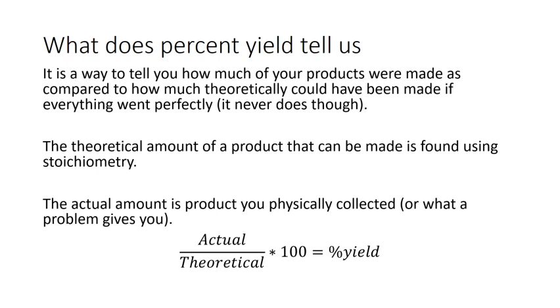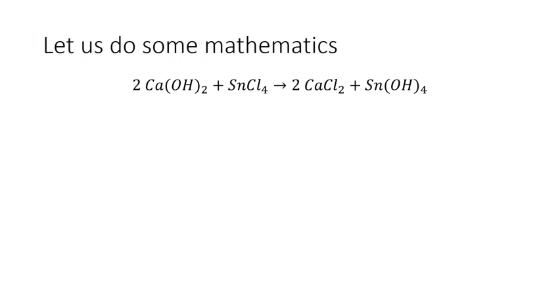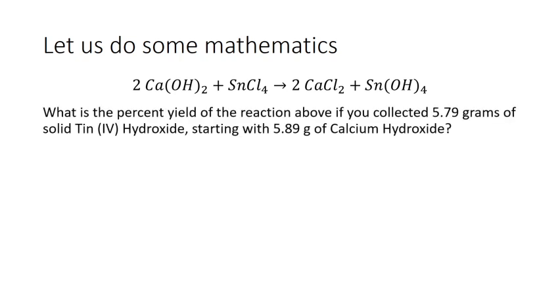And how you calculate percent yield is your actual divided by your theoretical times 100 will give you your percent yield. So let's go through some mathematics. Let's do a problem here. We have our balanced chemical reaction where we are reacting calcium hydroxide with tin chloride. And we are asked, what is the percent yield of the reaction above if you collected 5.79 grams of solid tin hydroxide, starting with 5.89 grams of calcium hydroxide?